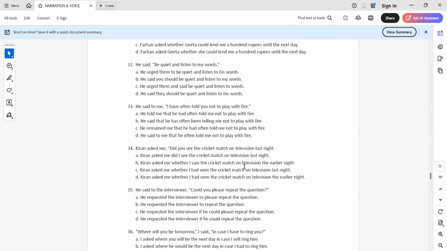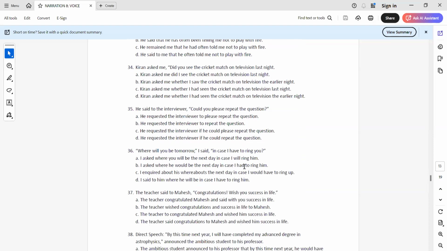Correct. C. Kiran asked, "Did you see the cricket match on television?" Kiran asked whether I had seen the cricket match on television the earlier night. Correct. And he said to the interviewer, "Could you please repeat the question?" He requested the interviewer if he could repeat the question.